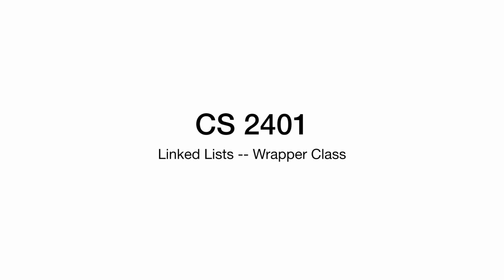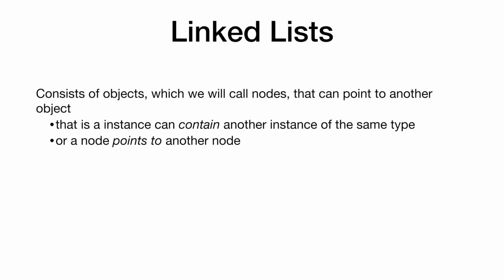Okay, so today we're going to talk about one extra concept in singly linked lists called wrapper classes or interface classes. This may have been something you saw in the book, and I've heard a couple questions about it, so I want to go through it real quickly. Just a reminder, linked lists consist of objects, which we call nodes.